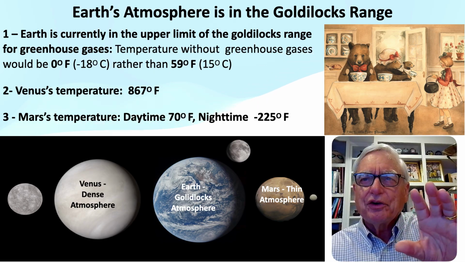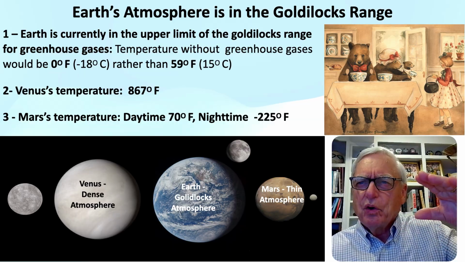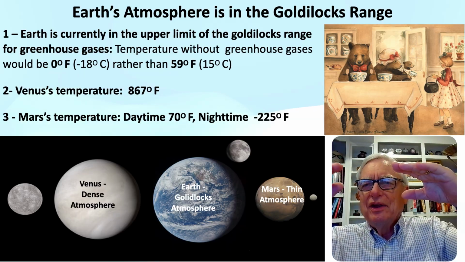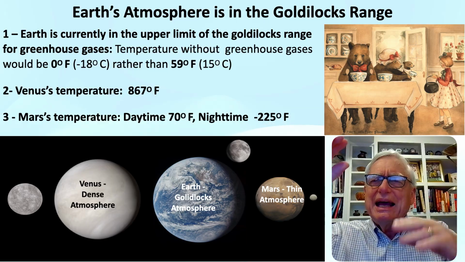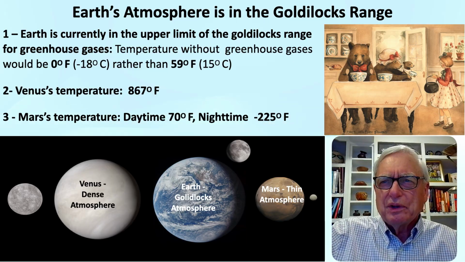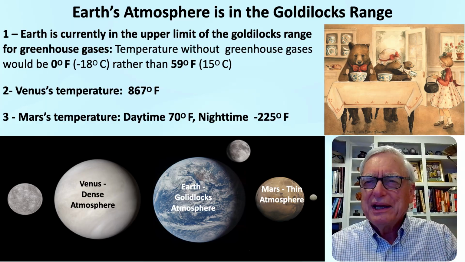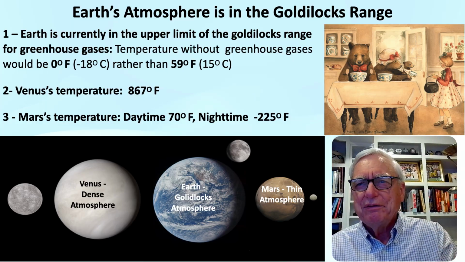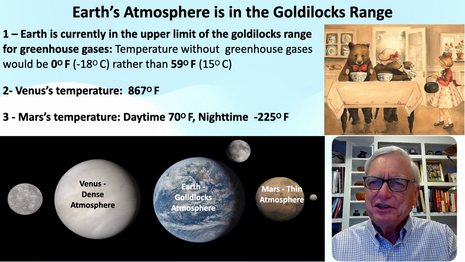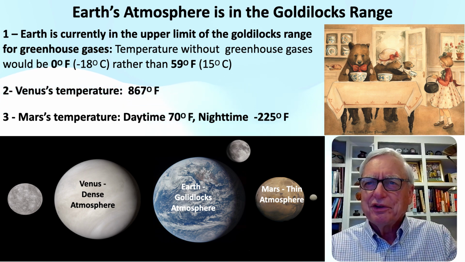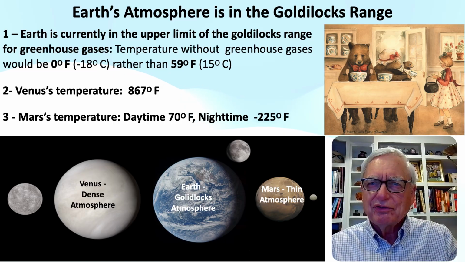Now, let's get to Earth's surface. Earth right now, as we mentioned, is in the Goldilocks zone, but because our greenhouse gas levels are increasing, we are getting to the upper level of that Goldilocks zone. As a result of those greenhouse gases, as I mentioned on the previous slide, Earth's temperature went from minus 18 degrees Celsius to a very pleasant 59 degrees Fahrenheit, or 15 degrees Celsius.